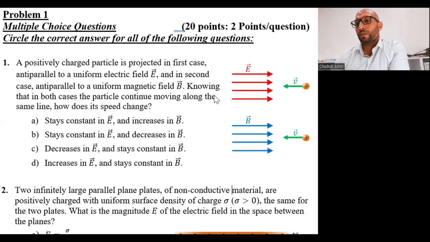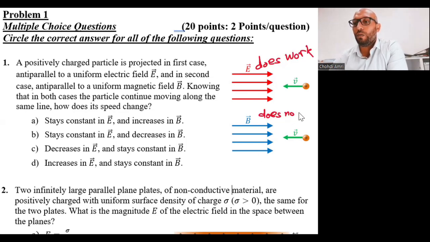So as you know, the electric field does work on a charged particle. So E does work on the charged particle. However, the magnetic field does no work. So what do "does work" and "does not work" mean? Does work means it can affect the speed of the particle. And the electric field, as you know from chapter 21, can also change the direction of the particle.